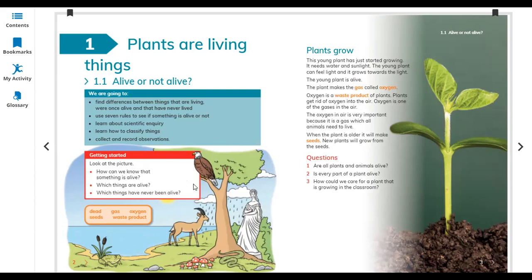So look at the picture. We can see here greenery, fog, different animals, a statue, a river or water, a snake, different plants, a bird, and the sky. So how can we know that something is alive? Which things are alive? Which things have never been alive? A living thing has 7 rules.